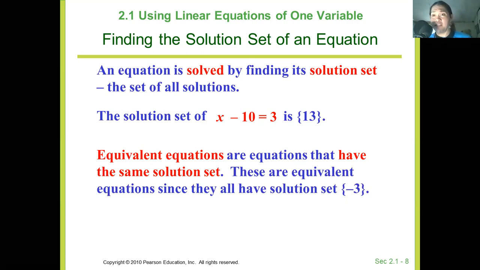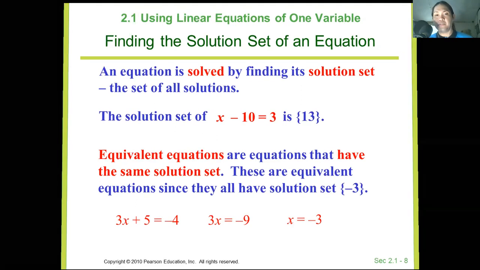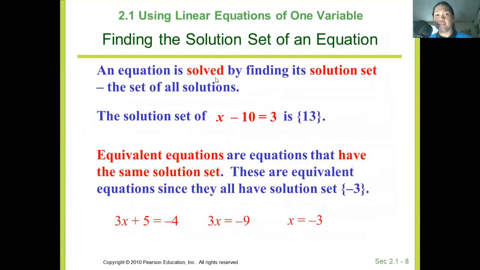Equivalent equations are equations that have the same solution set. So sir, is it possible that there are equations that have the same solution set? Yes, we call them equivalent equations. So these are equivalent equations since they all have the solution set which is -3. Let's have an example. We all know that 3x + 5 = -4 and 3x = -9 when x = -3. Therefore, they have the same solutions.